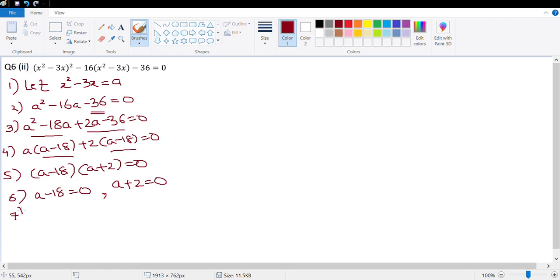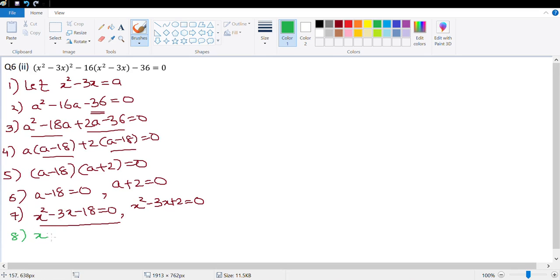So let's substitute the value of a. A is x square minus 3x, which means x square minus 3x minus 18 is equal to 0, or x square minus 3x plus 2 is equal to 0. Now we'll solve both of them separately. Let's first work on this one. So x square minus 3x minus 18. I need to find factors of negative 18, the sum of which is negative 3. So 6 into 3, yes, that should be it: negative 6 into positive 3.